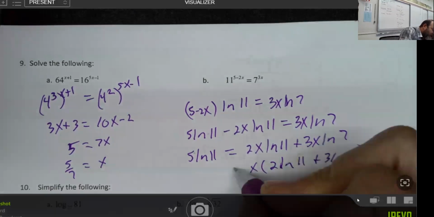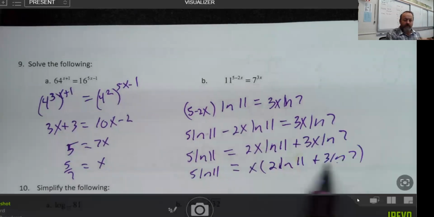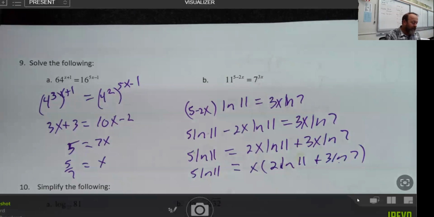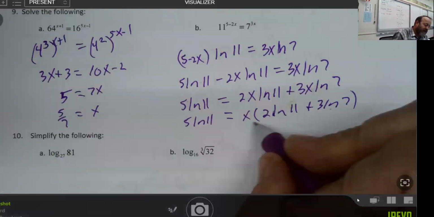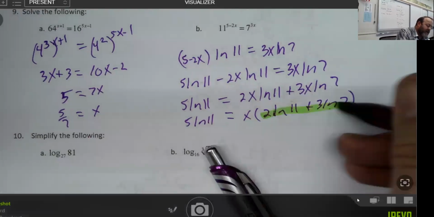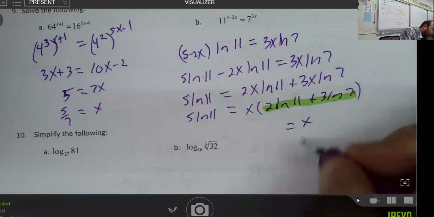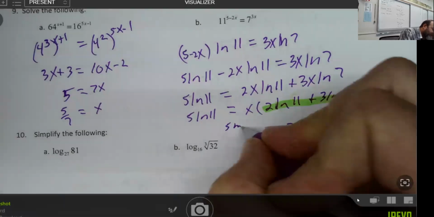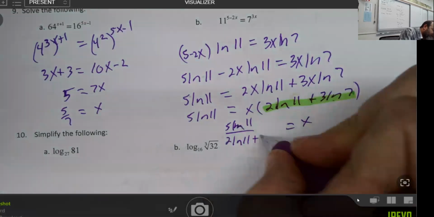And so since right now x is being multiplied by all of this stuff, all I have to do to finish it is divide by that block of information. So I'm going to divide both sides by all of this right here. And so as such, if I divided both sides by it, I would have 5 natural logs of 11 on top, and the bottom would be 2 ln of 11 plus 3 ln of 7.